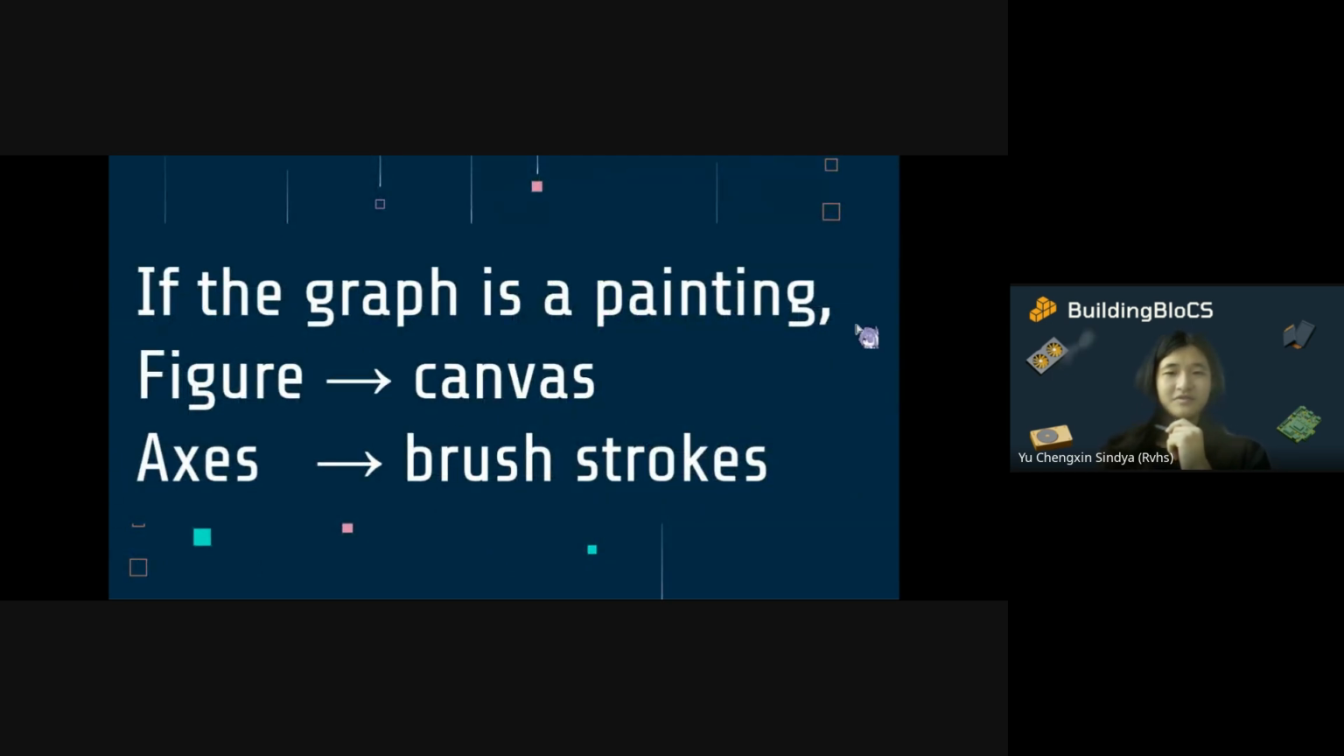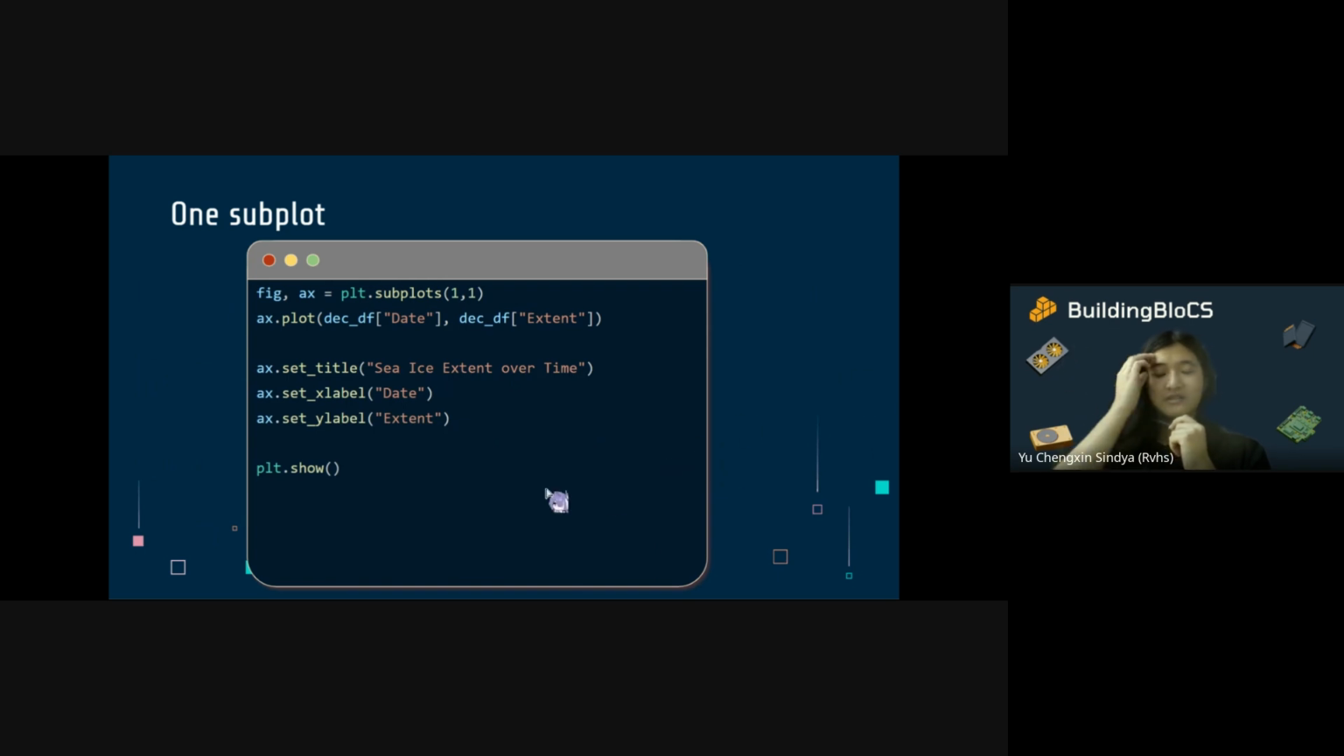And if the graph is a painting, the figure is a canvas, and the axes are the brush strokes. So just keep this in mind as well, because this is quite a good analogy. Okay, so this will be how you plot one subplot, which is just fig, ax = plt.subplots(1, 1), which is one column and one row, which is just one graph. This is not necessary if you only want to plot one graph, just use plt.plot or something. But for the sake of whatever, I'm showing you this.